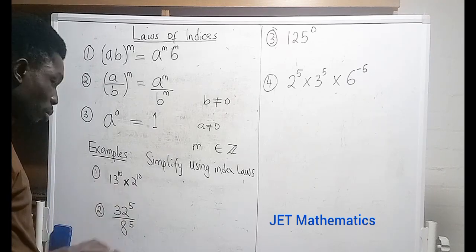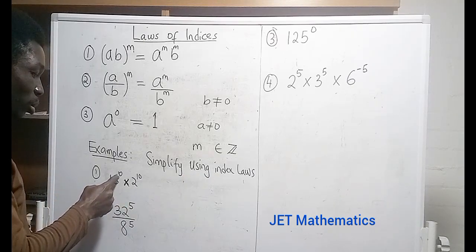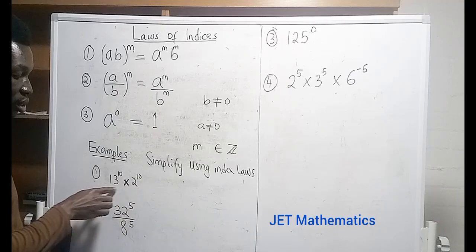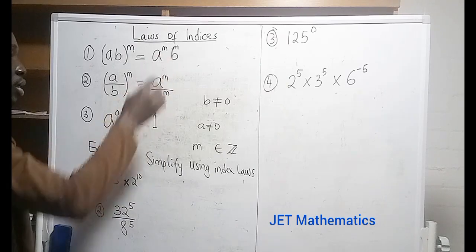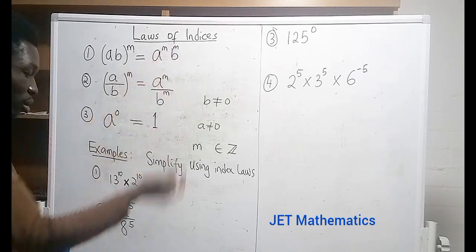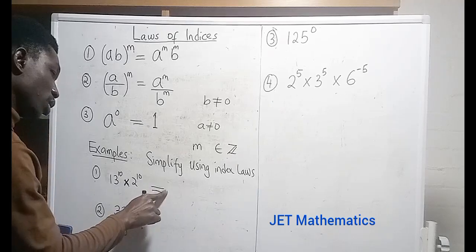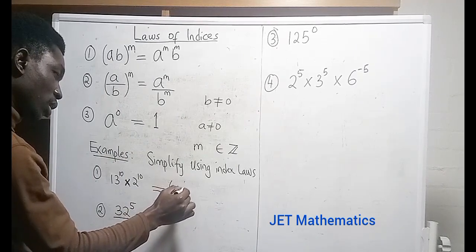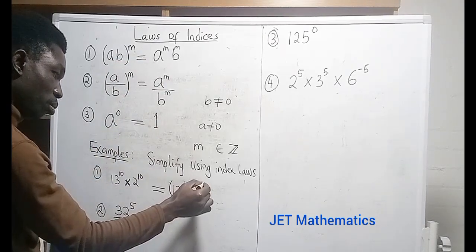So we have 4 examples. The first one says simplify using index laws 13 raised to the power 10 times 2 raised to the power of 10. If you look carefully, this first question is looking like this: a raised to the power of m times b raised to the power of m. So if that is true, we can write this to look like this: 13 times 2 all raised to the power of m.